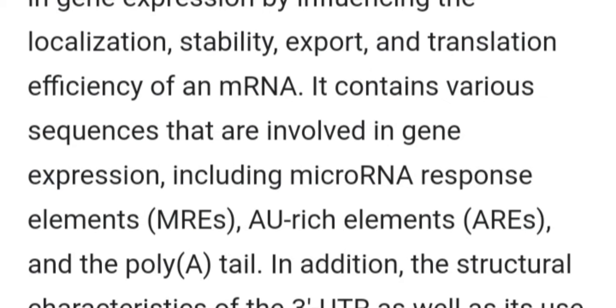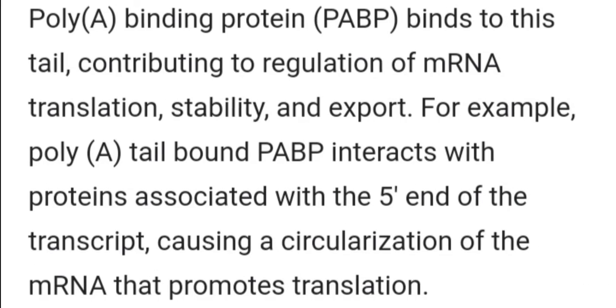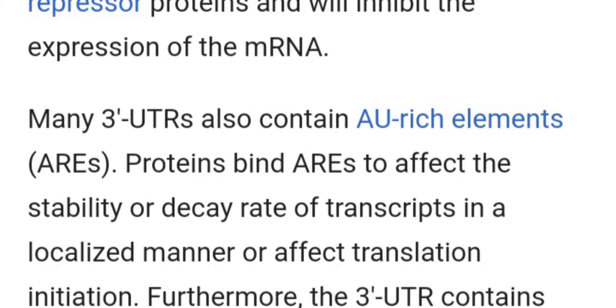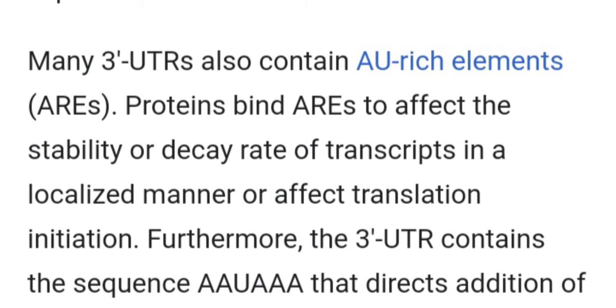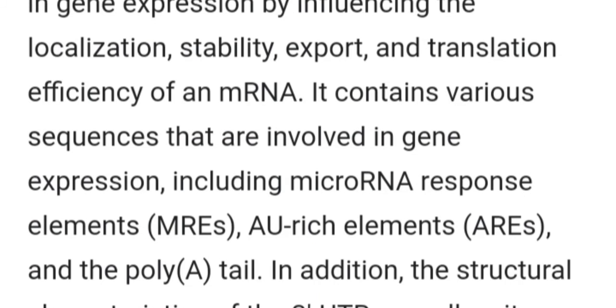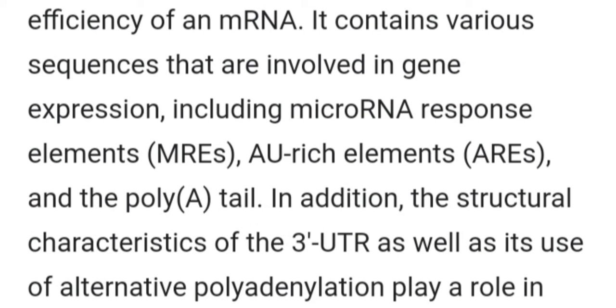I have also told you one of the elements found in the 3' UTR before, that is the CPE element found in Xenopus laevis, right? But it also contains some other regulatory sequences like the microRNA response element or MRE, where your miRNA binds, and the AU rich element ARE, which I mentioned just now. Many 3' UTRs have AU rich elements. Proteins that bind to these AU rich elements affect the stability or decay rate of the transcripts. So they also contain AU rich elements, right? And the poly A tail, right?